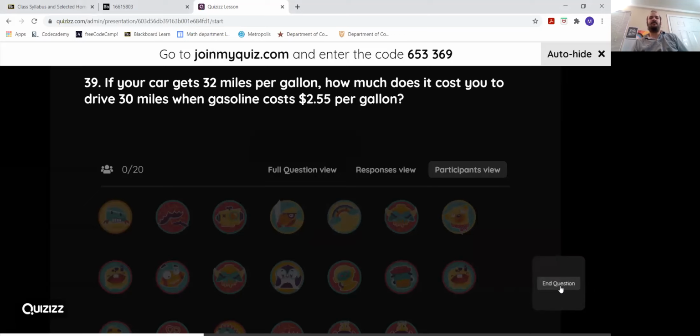If your car gets 32 miles per gallon, how much does it cost you to drive 30 miles when gasoline costs $2.55 per gallon? Up until probably this problem, we're probably able to do it without unit analysis. This problem, unit analysis is really going to come in, and it will make things a lot simpler if you learn how to do it. And so that's what I would do on this thing. I would set up with the units.